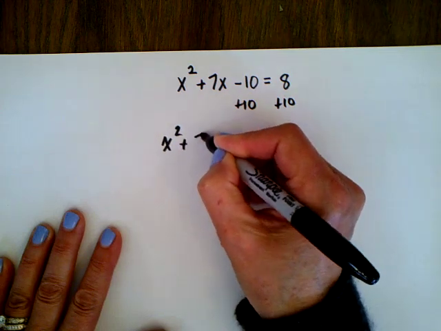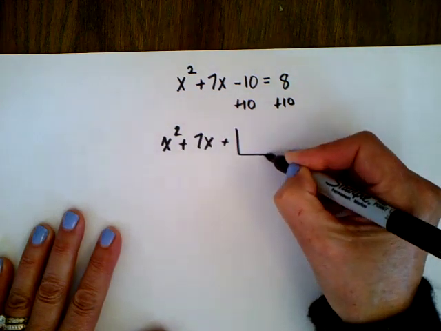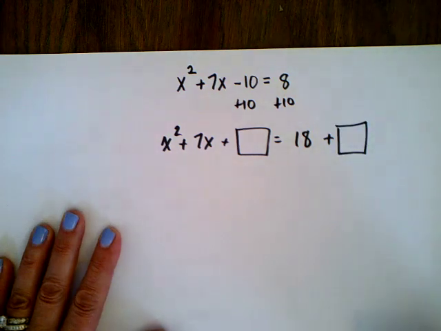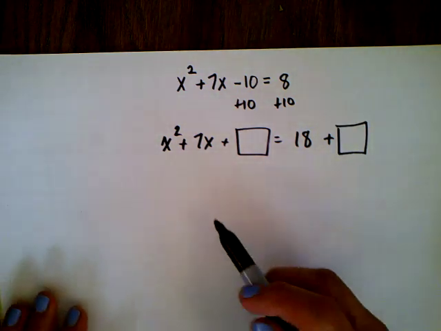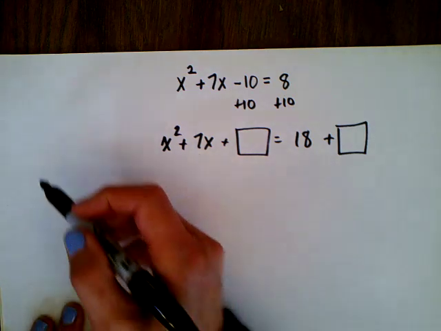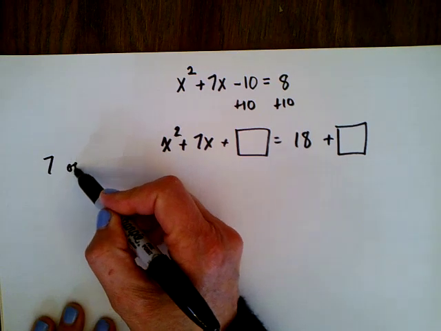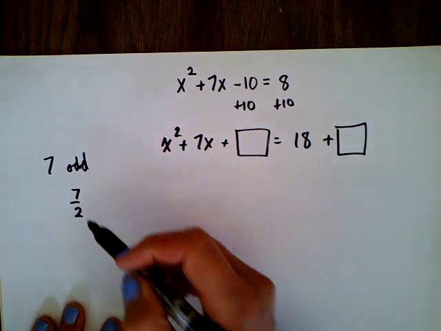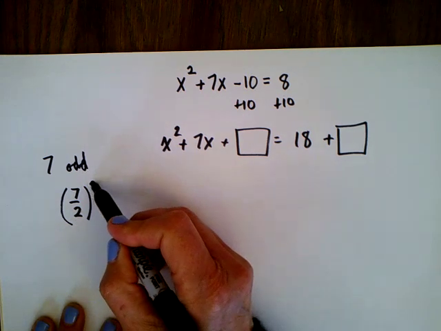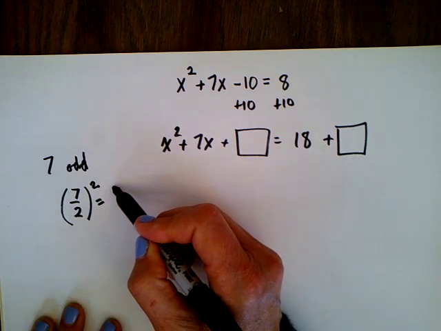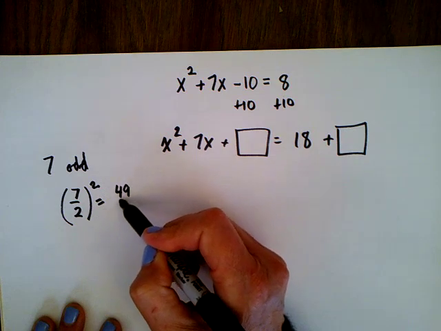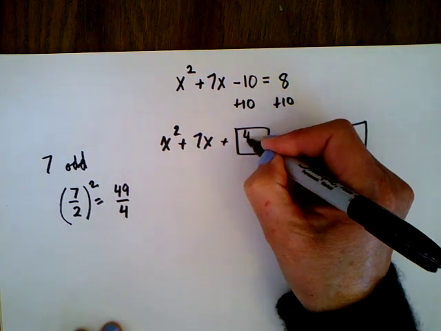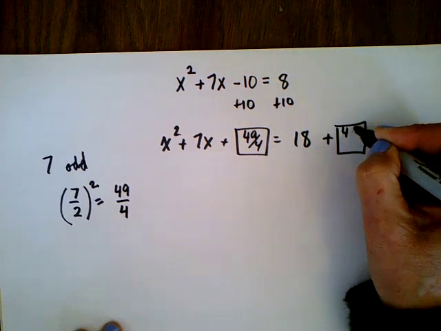X squared plus 7x. Again, we love to leave that space. 18 on this side plus, and now we're going to complete that square. Your middle term is an odd number though. 7 is odd. I'm still going to do the same thing and divide by 2 and square it. Leave it as a fraction. I'll have 49 over 4. We add the 49 over 4 to both sides.